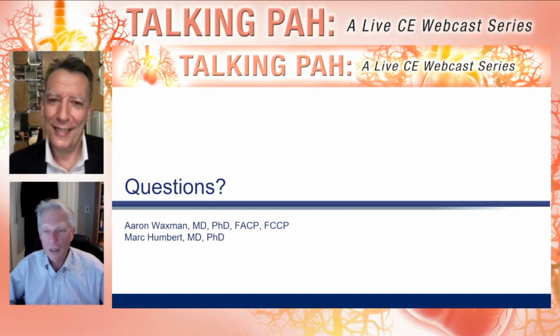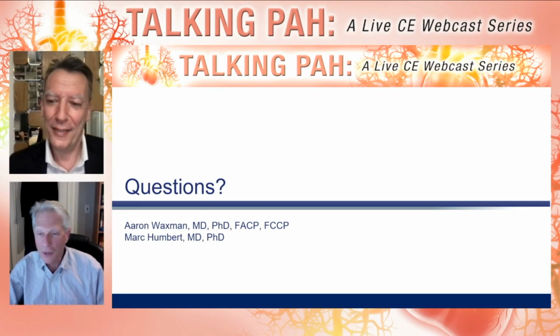I'll start with: how does one reconcile the drop in mean pulmonary artery pressure and pulmonary vascular resistance without a corresponding increase in cardiac output and index among patients receiving sotatercept? Should the decrease in pulmonary artery pressure and PVR lead to an increase in cardiac output and cardiac index? I'm happy to jump on that one.